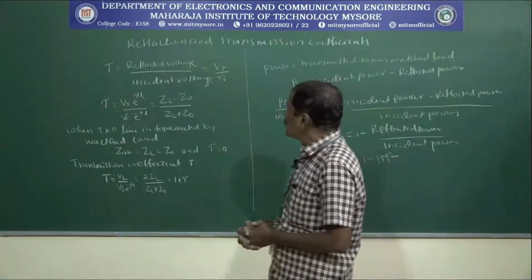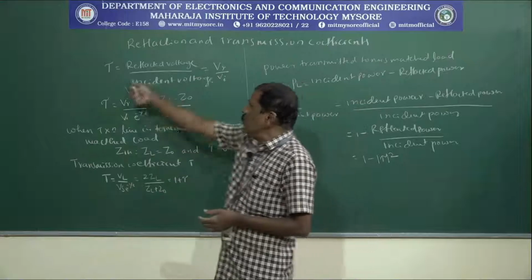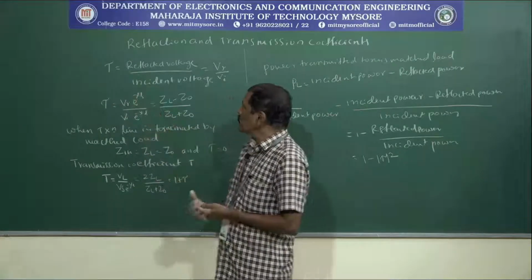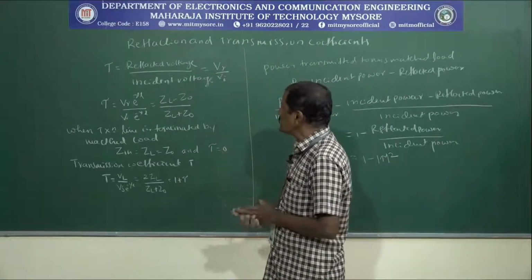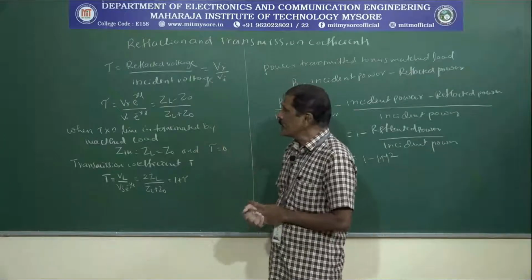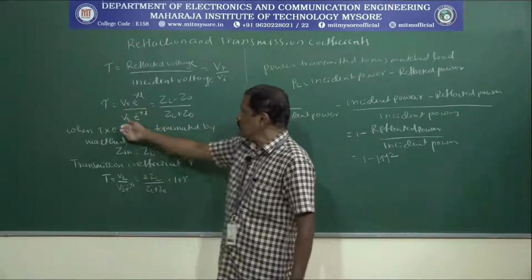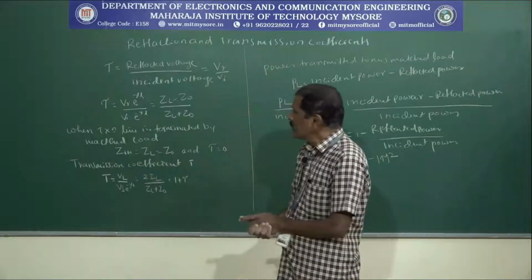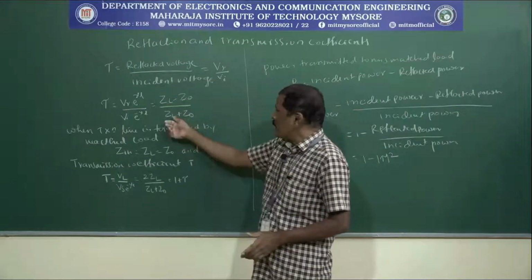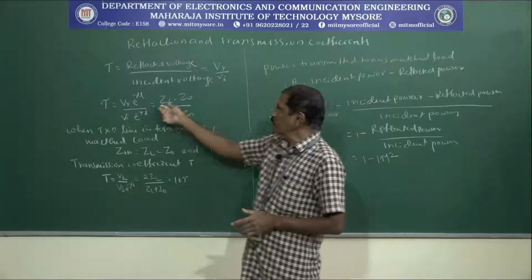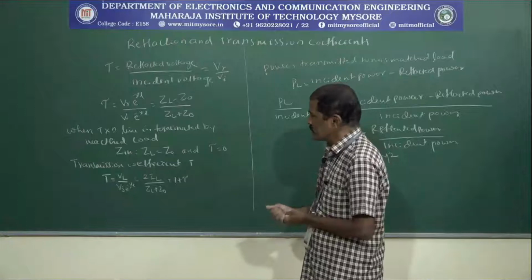Let us consider the relation between the reflection coefficient and the transmission coefficient. The reflection coefficient is represented by tau, equal to the ratio of reflected voltage to the incident voltage. So this is equal to VR, where VR is the reflected voltage, and Vi is the incident voltage. This reflection coefficient can also be calculated as VR into e to the power of gamma L divided by Vi into e to the power of minus gamma L. It can also be calculated from the ratio of ZL minus Z0 divided by ZL plus Z0, where ZL is the load impedance and Z0 is the characteristic impedance of the transmission line.